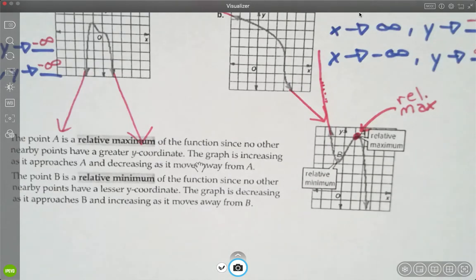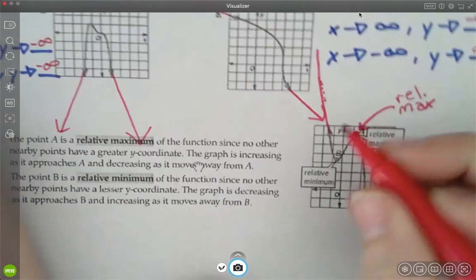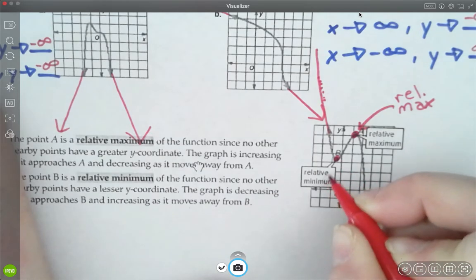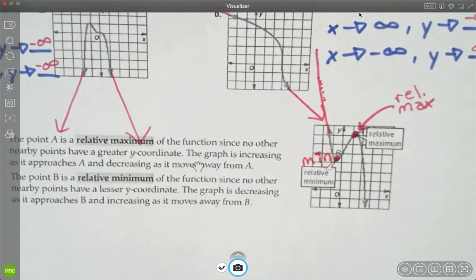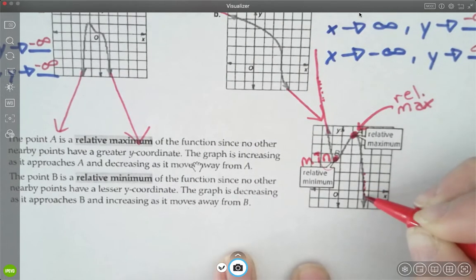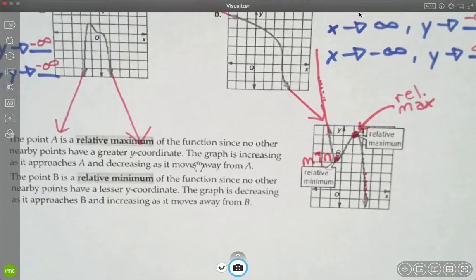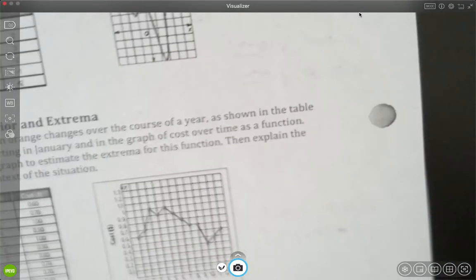The other one is a minimum, a relative minimum. Now, is he the absolute lowest point on the graph? No, because there are other points down here on this graph that are going to be lower than he is, but relative to the points around him, he is at a valley, right? So that's why they call it a relative min. Good? All right, let's go to the back side.